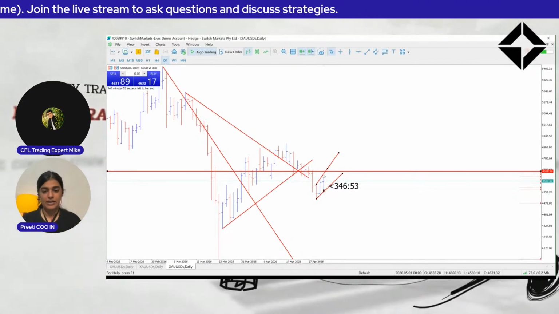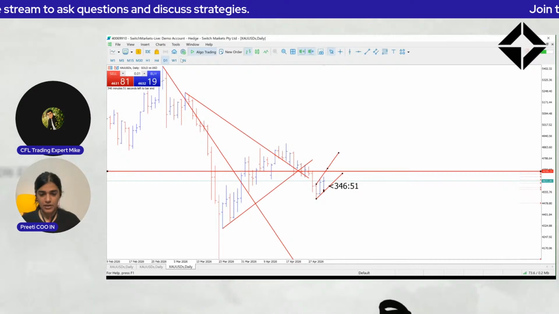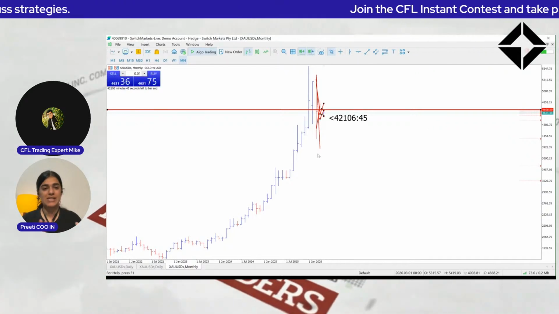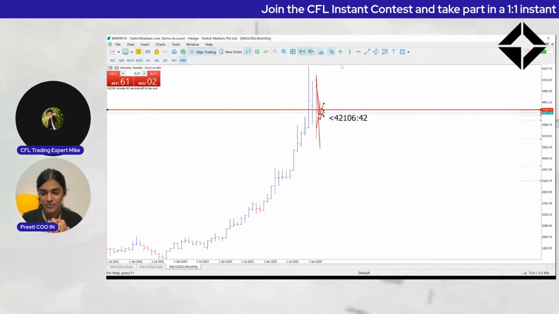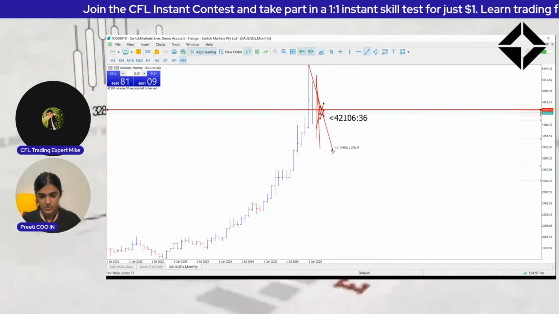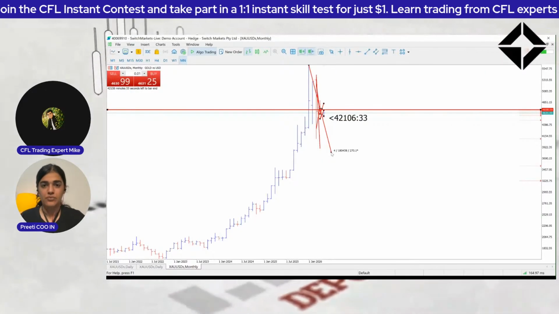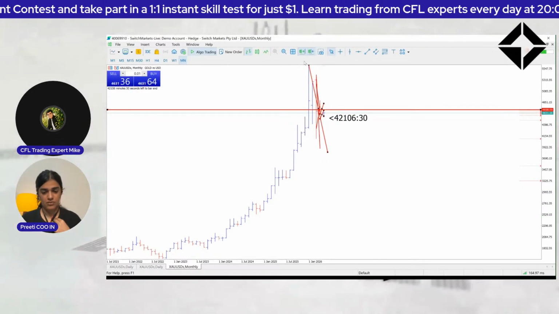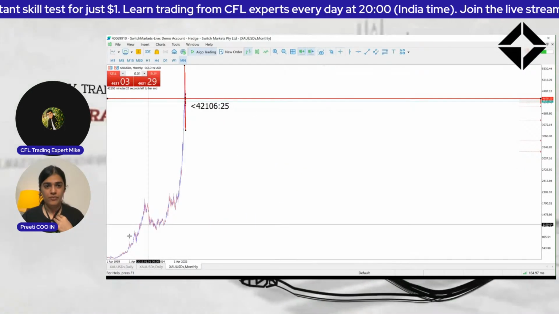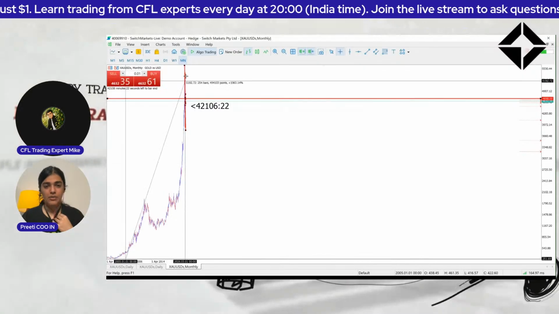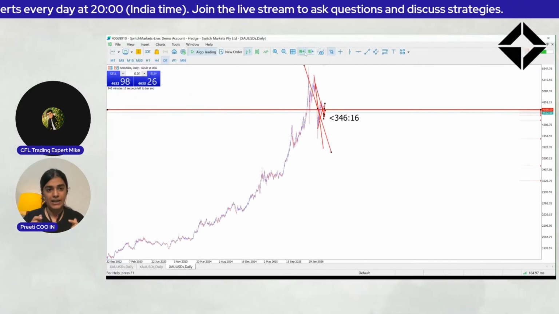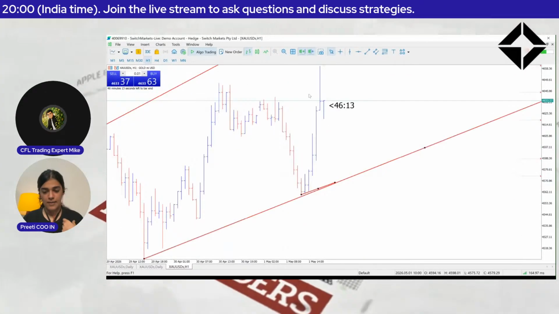So it is currently at the 50% level. As we discussed earlier, it usually corrects to 50-60%, so it's in that zone right now. From swing high to swing low, the total bottom to high. I'm talking about the hourly time frame buying momentum.